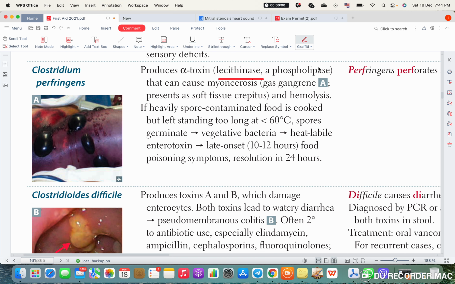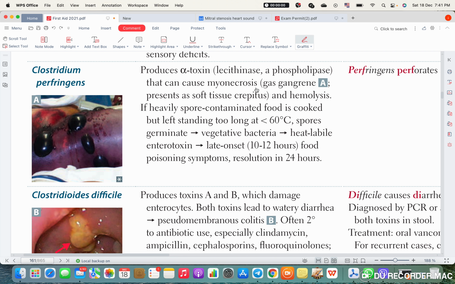What is our cell wall made out of? Human cell wall is made out of what? Phospholipid. Yeah, so a lecithinase will destroy the cell wall of our cells. Which cells? All of them. So it's a phospholipase. If they use alpha toxin, lecithinase, or phospholipase, they are all the same.